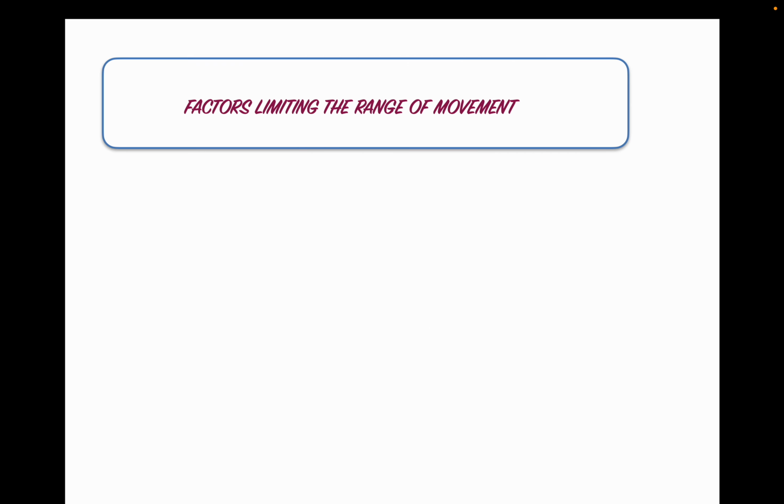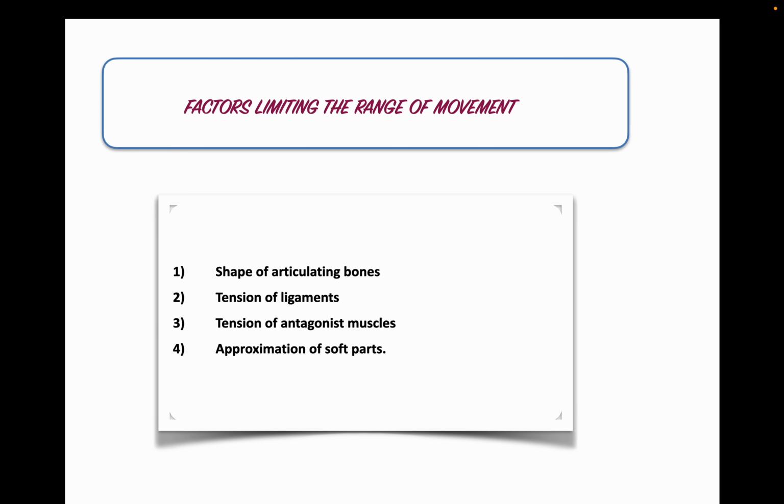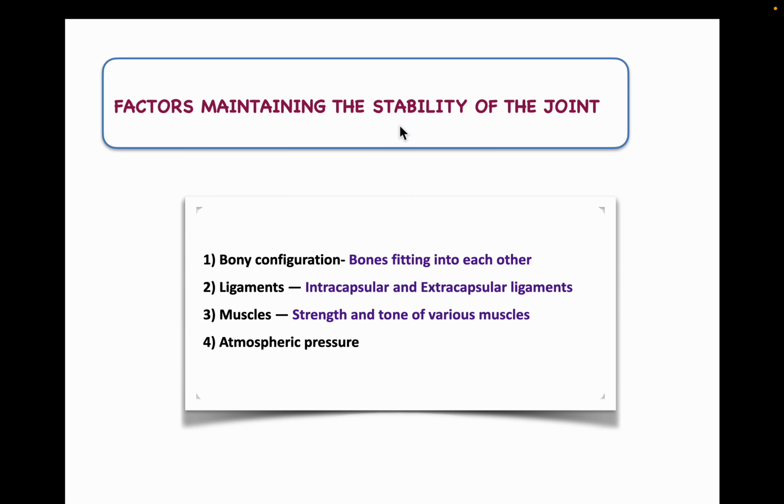Now, the factors which limit the range of movement of any joint: shape of the articulating bone, tension of the ligaments, tension of antagonist muscles and approximation of soft parts. And what are the factors which add to the stability of the joint? That is bony configuration, bones fitting into each other. Then ligaments, intracapsular and extracapsular, meaning the ligaments present within the capsule and those present outside the capsule. They help in the stability of the joint. Then muscles, the strength and tone of various muscles, and definitely atmospheric pressure.